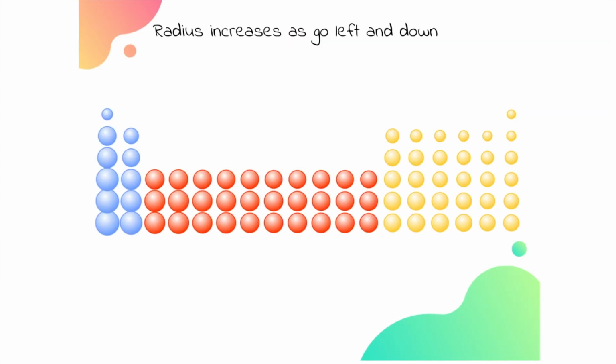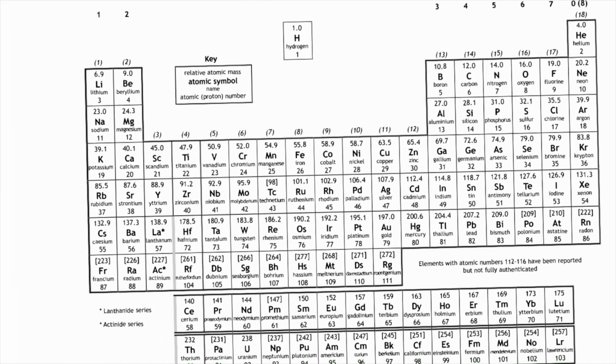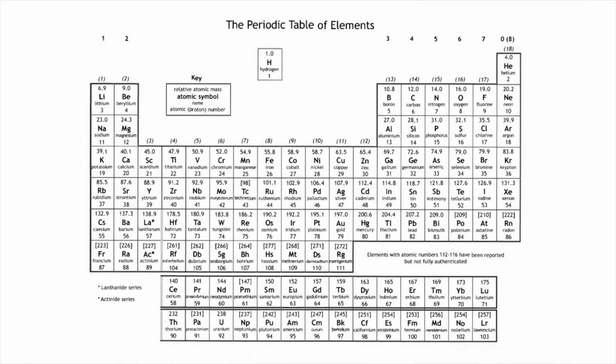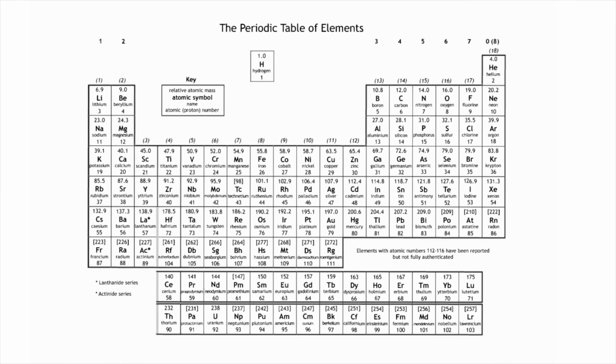So now that we explained the group trend, which has to do with the number of energy levels, we're going to move on and explain why the radius decreases as you go across a period. This is mainly because of one important factor, and that is the number of protons. Take any period, we're talking about periods now. Take lithium on the left and neon on the right.